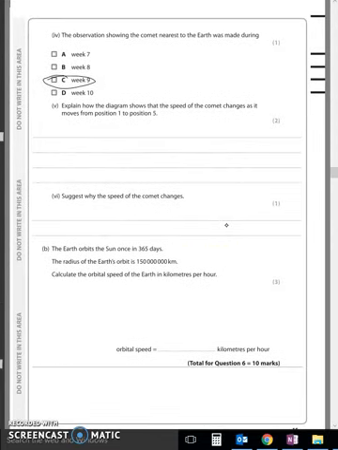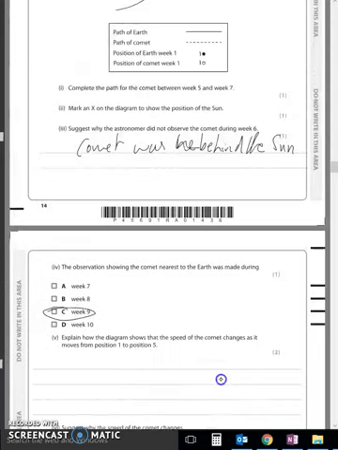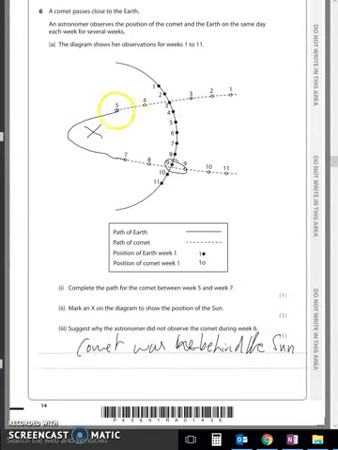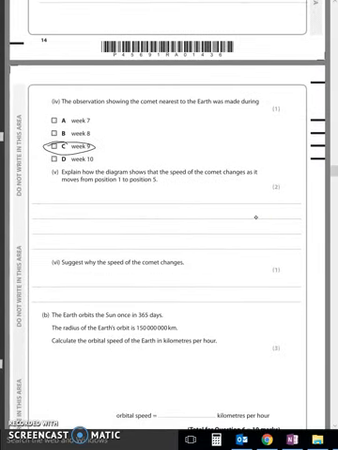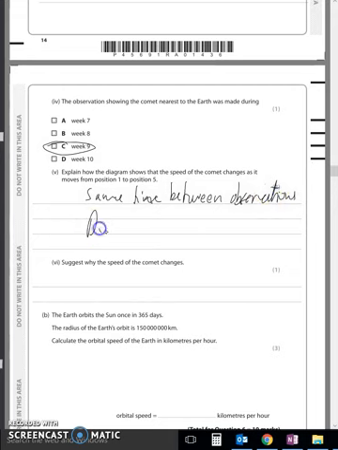Explain how the diagram shows that the speed of the comet changes as it moves from position 1 to position 5. So here you can see the distance between these 2 observations and these 2, but then these 2 and these 2. So actually, we have the same time between observations, but there's different distances.